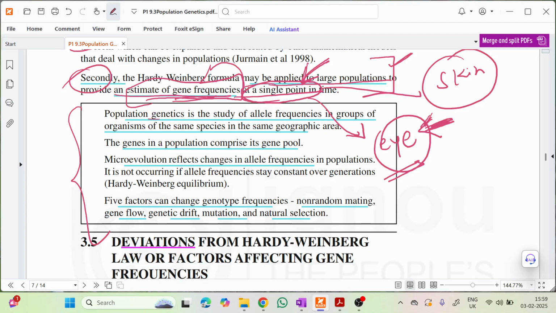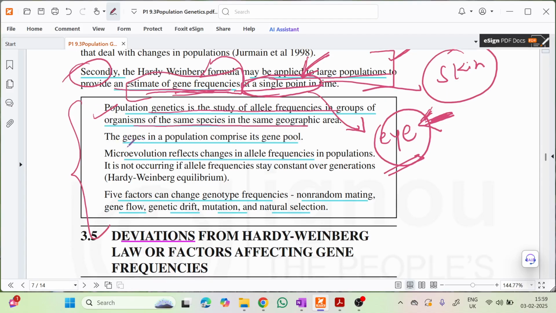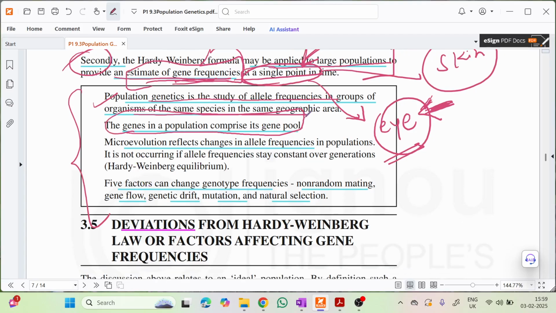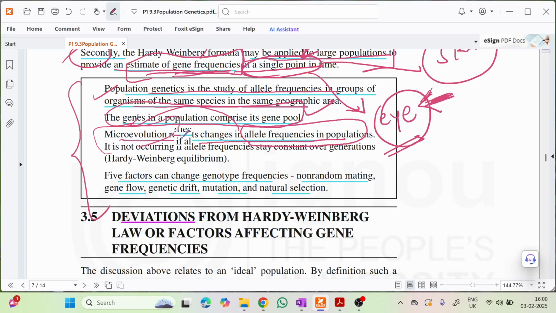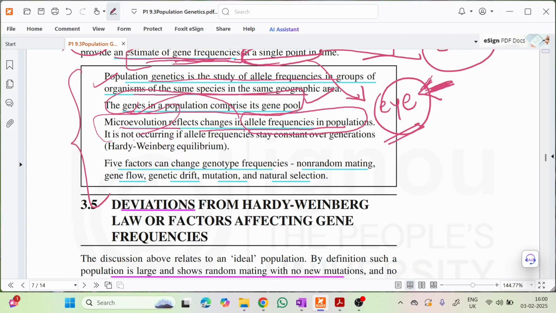Then, population genetics is the study of allele frequency in a population of organisms of the same species in the same geographical area. This is a box. The genes in a population comprise its gene pool. Some terminology is here, in case you missed it. Microevolution reflects change in allele frequency in a population. Looking at it the other way, the change in allele frequency in a population is known as microevolution. It is not occurring if allele frequency stays constant over generations, which is Hardy-Weinberg equilibrium.